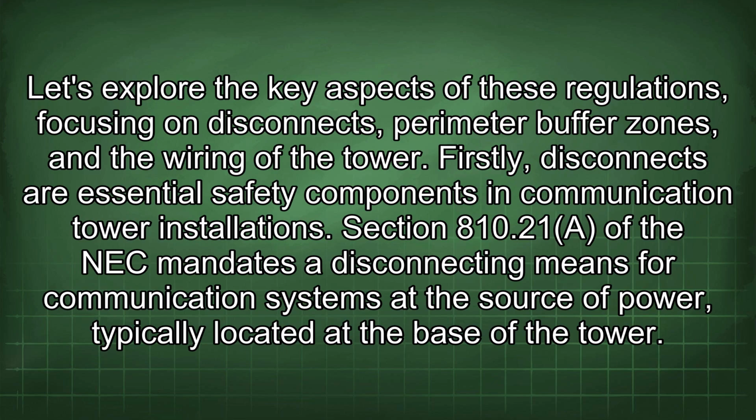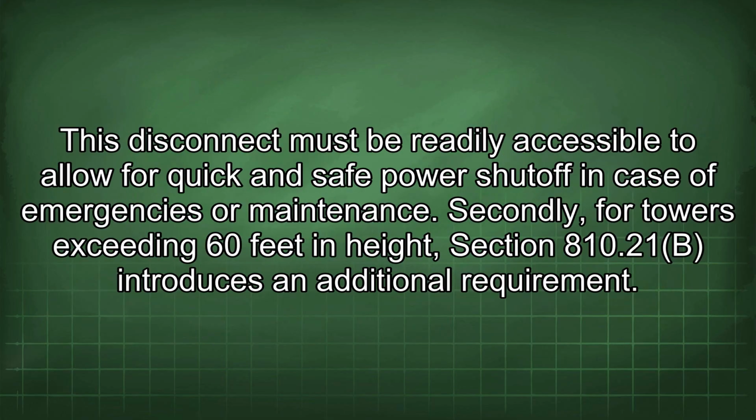Firstly, disconnects are essential safety components in communication tower installations. Section 810.21 of the NEC mandates a disconnecting means for communication systems at the source of power, typically located at the base of the tower. This disconnect must be readily accessible to allow for quick and safe power shutoff in case of emergencies or maintenance.